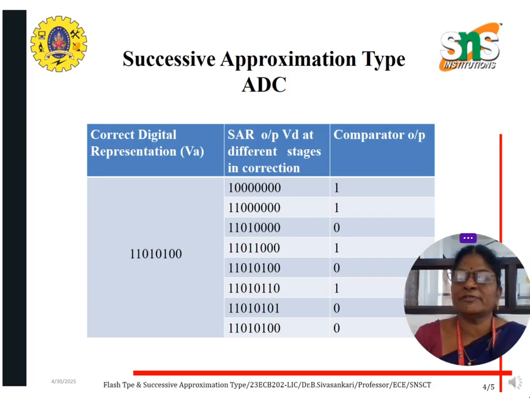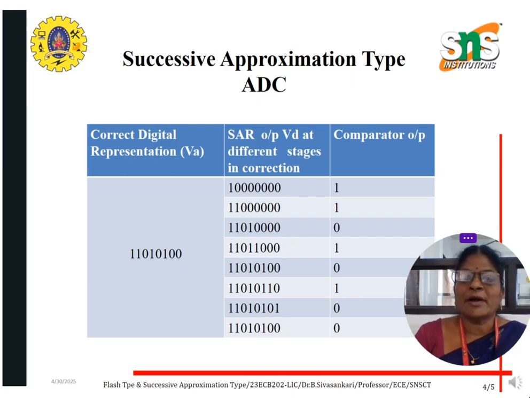For each bit, if it is an 8-bit, we have to access each bit and convert from analog to digital. First we access the first bit, and we put all the remaining bits as 0. Then we compare whether VA is greater than VD. If VA is greater than VD, then the output will be 1. This is the same as our flash type.